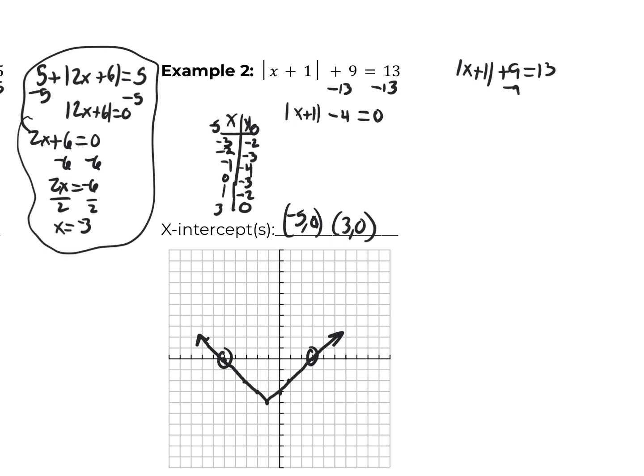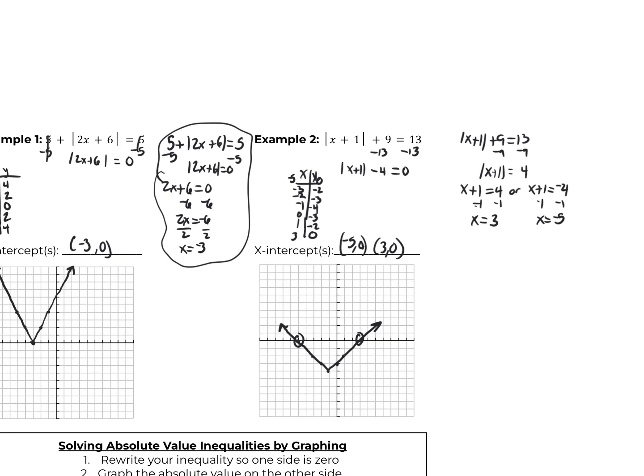We would have subtracted 9 off of both sides. Absolute value of x plus 1 equals 4. Split into two cases. x plus 1 equals 4, or x plus 1 equals negative 4. Subtract 1, we get x equals 3. Subtract 1, we get x equals negative 5, which happens to be where we get the x-intercepts.